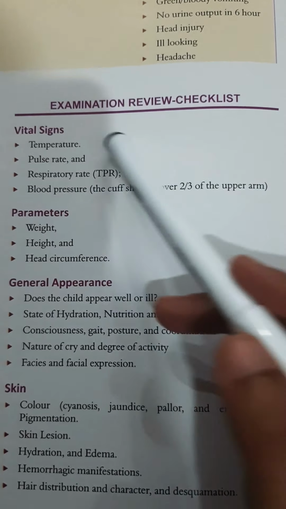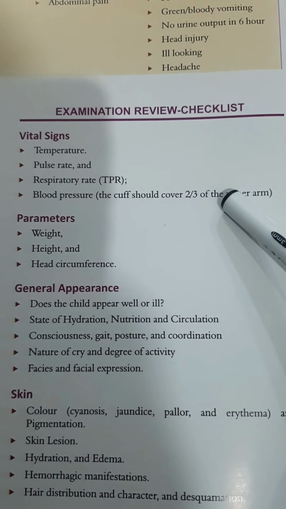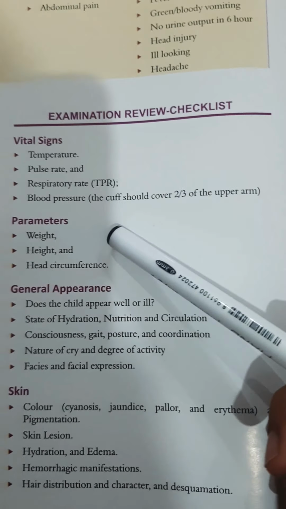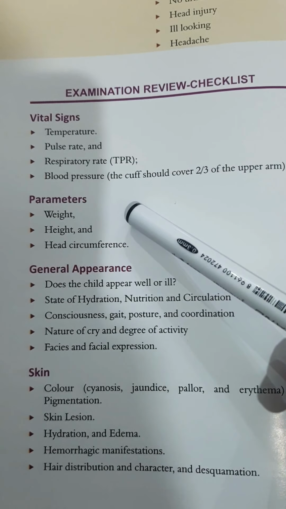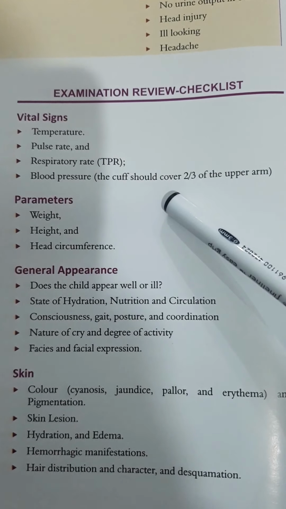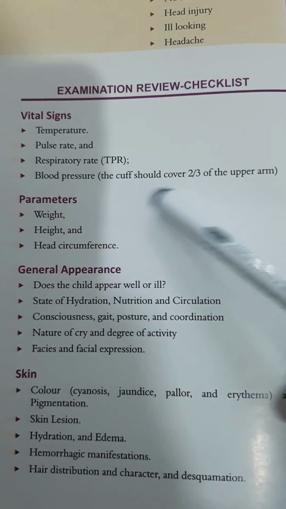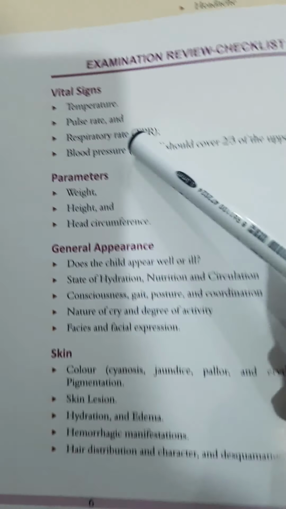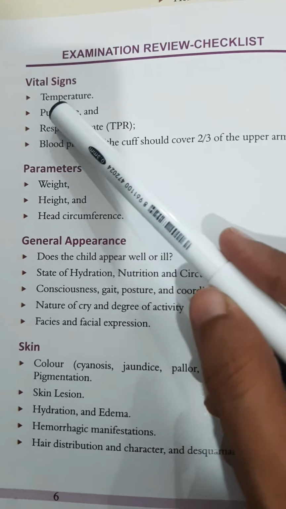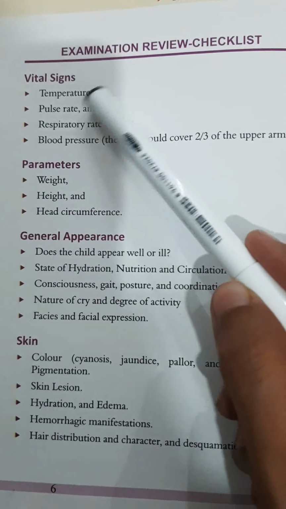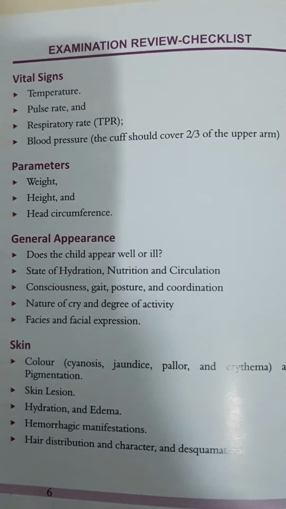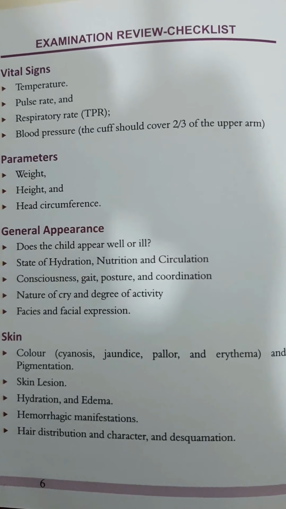We are going to discuss the examination review checklist, which includes the examinations to be done when dealing with the long case in the pediatric ward. After taking the history, you will perform the examination, in which first of all you will take the vital signs: temperature, pulse rate, respiratory rate, and blood pressure, and the cuff should cover two-thirds of the upper arm.